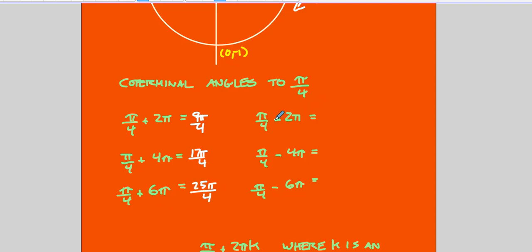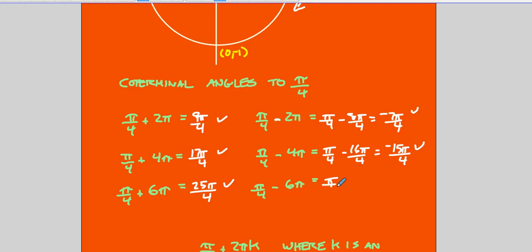You could also subtract 2 pi. That's pi over 4 minus 8 pi over 4, which is negative 7 pi over 4. All of these are coterminal angles to pi over 4. Then pi over 4 minus 4 pi is pi over 4 minus 16 pi over 4, which is negative 15 pi over 4. That's coterminal. And then pi over 4 minus 6 pi is pi over 4 minus 24 pi over 4, which is negative 23 pi over 4. So all these are coterminal angles.